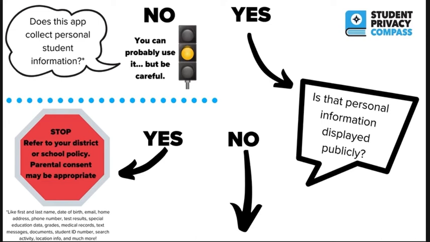So under FERPA, this would be called personally identifiable information. You may have state laws that call it something like covered information or personal information. The key is it is any information, again, that can be traced back to an individual student. So if the app doesn't collect personal student information, then you can probably use it, but be careful.